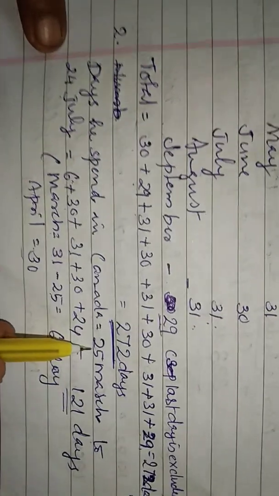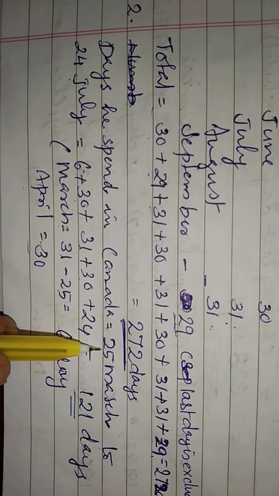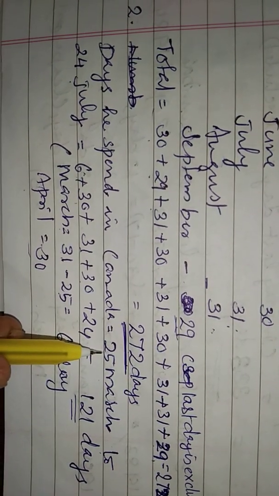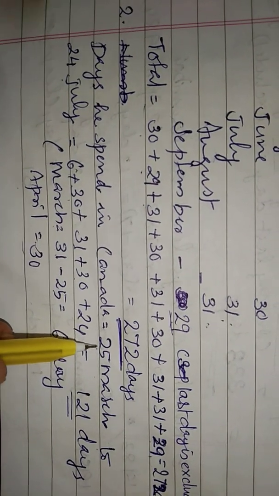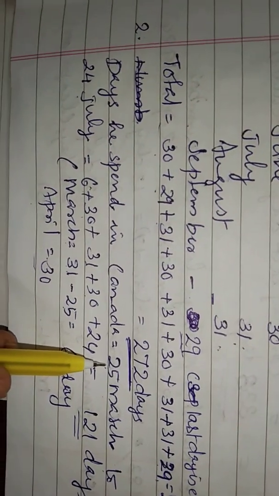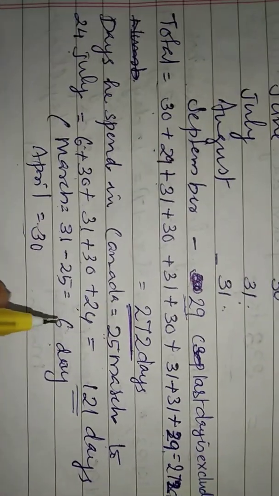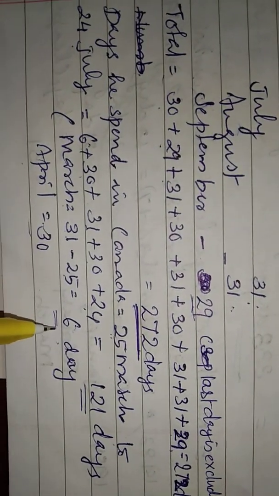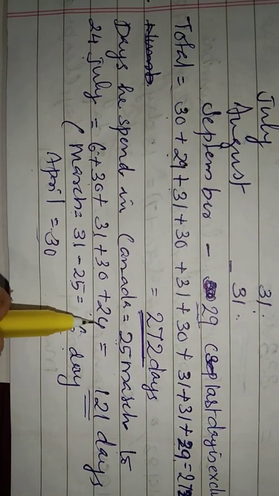That means on 25th he has just started his journey. In the question it is said that he went to Canada on the 25th, that means on 25th he was not there. So we have to calculate 26, 27, 28, 29, 30, 31, 6 days. That means in March it is 6 days, and the remaining months you have to count like this and take the total, that is 121 days he spent in Canada.